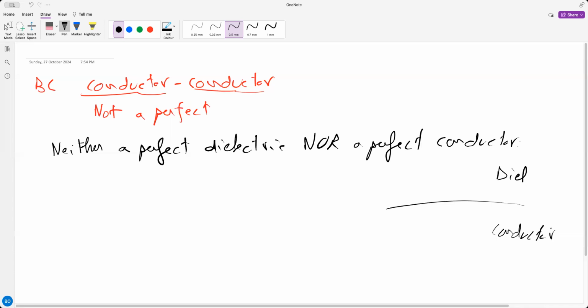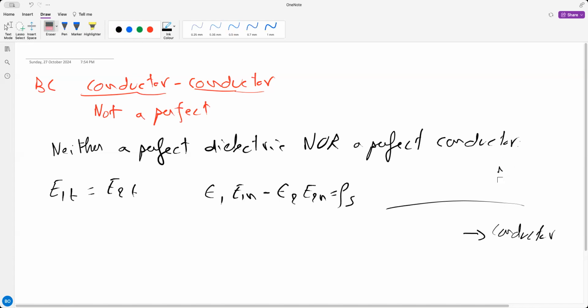Okay, we know that E1T is equal to E2T, and we know that epsilon E1N minus epsilon E2N is equal to the surface charge density. Okay. So we know that this is a conductor. Actually, this is a general conductor, but not a perfect conductor. So there is still a non-zero electric field inside. It's not a perfect conductor.